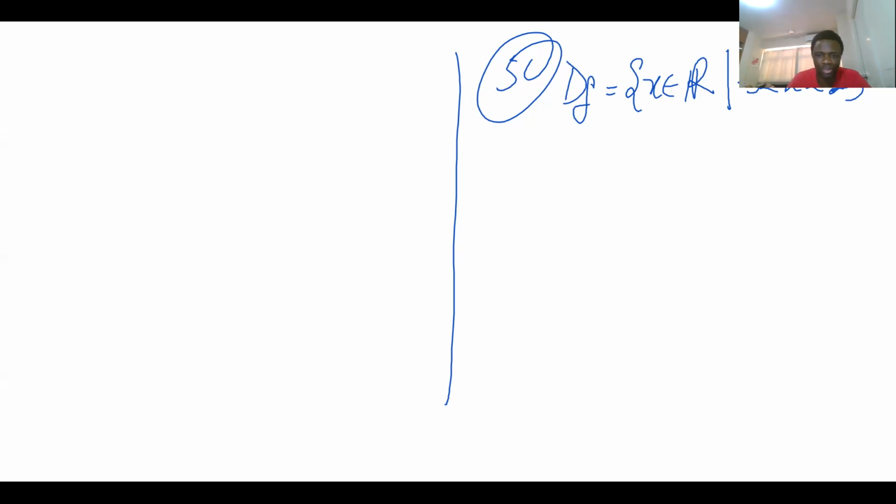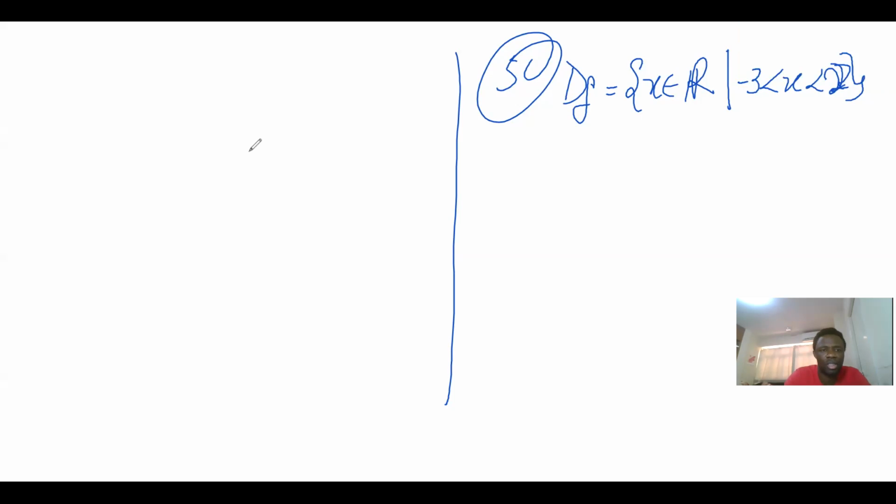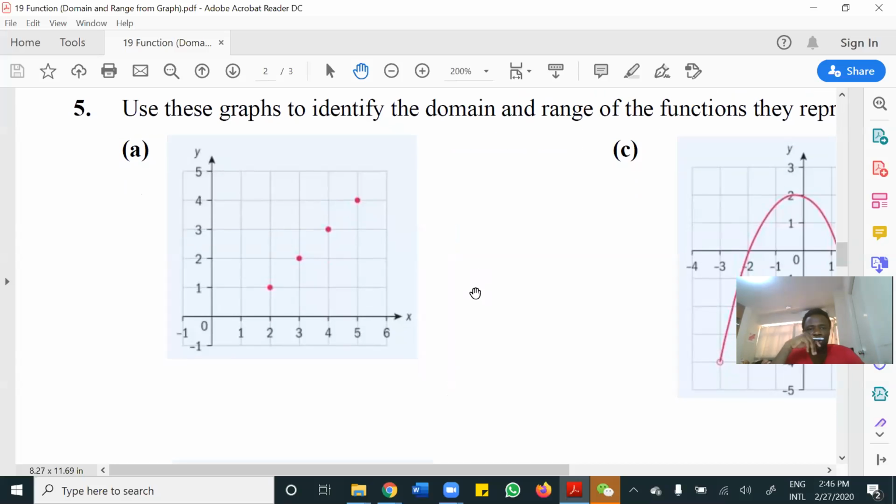So the next person that said done is Callista. Callista, you have my attention. What number do you have? 5A. 5A? Okay. So let's go to 5A. So everybody sees, that's 5A. So what is your domain?